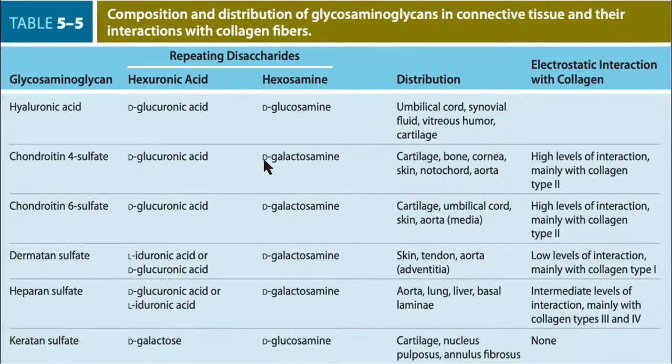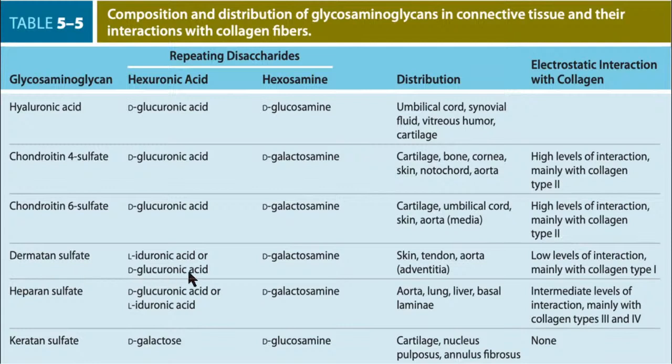Chondroitin sulfate joins with galactosamine in the cartilage, bone, cornea, skin, notochord, and aorta, and provides a higher level of interaction, mainly with collagen type 2. Chondroitin sulfate 6 is joined with glucuronic acid and galactosamine in cartilage, umbilical cord, skin, and the media of the aorta, and provides high levels of interaction, again with collagen type 2.